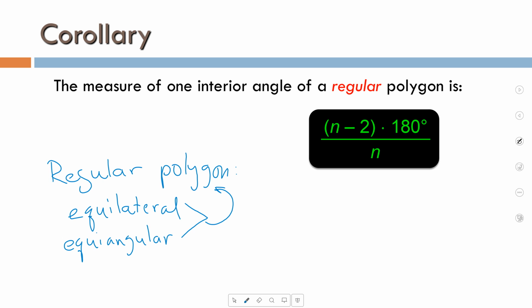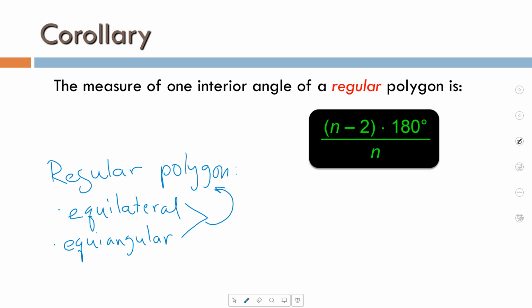So we'll look at shapes that are equilateral. All three sides are equal. We'll look at shapes that are equiangular. A rectangle, for instance, is equiangular, but it isn't equilateral, therefore not regular. Okay. So this is a polygon with equal sides and equal angles, which explains why this formula would work.